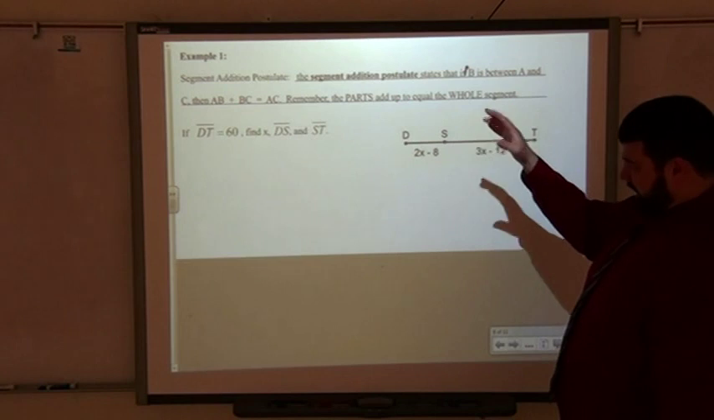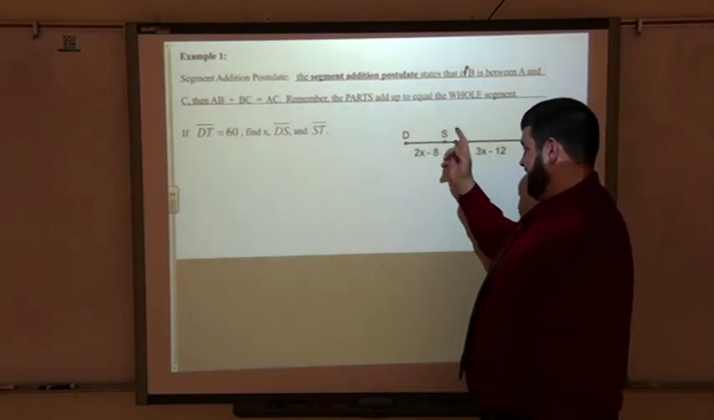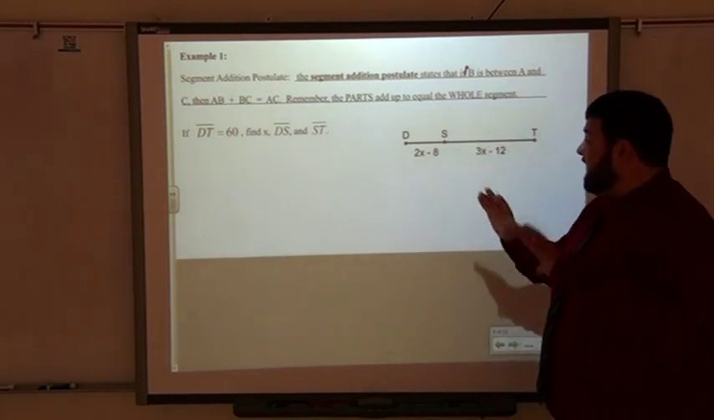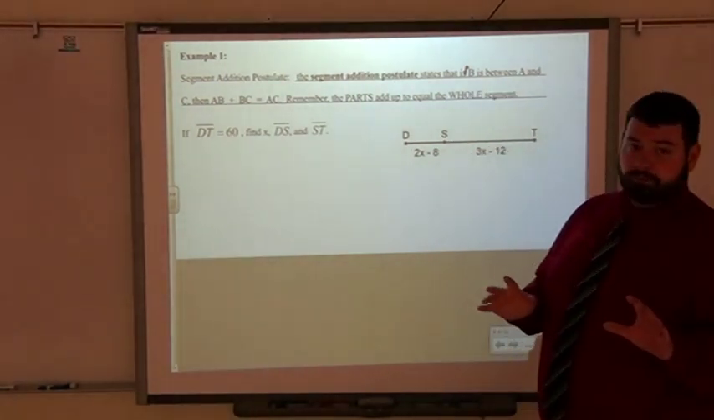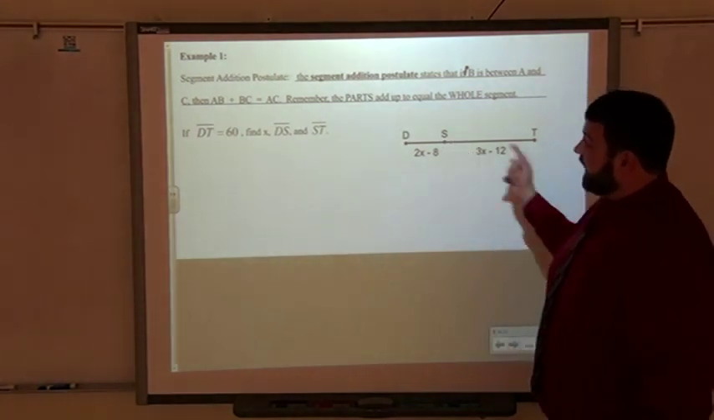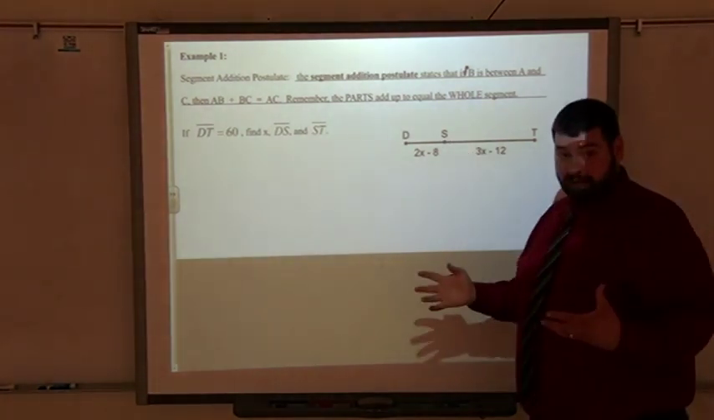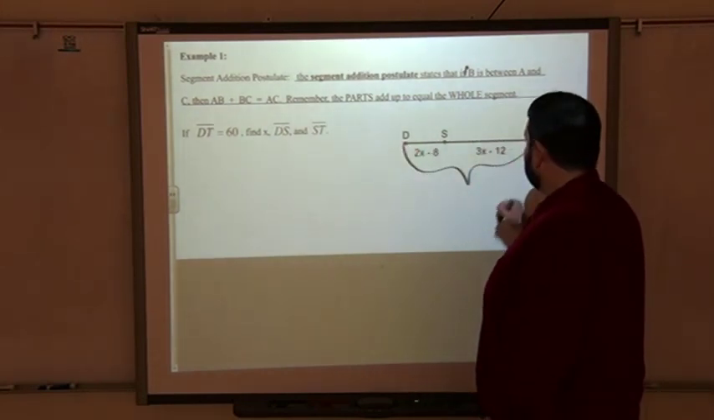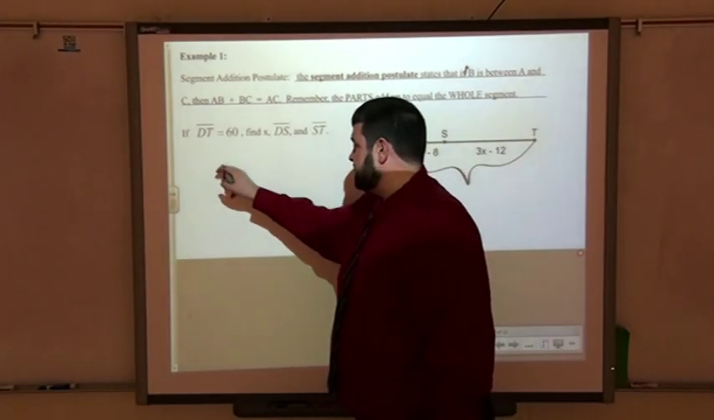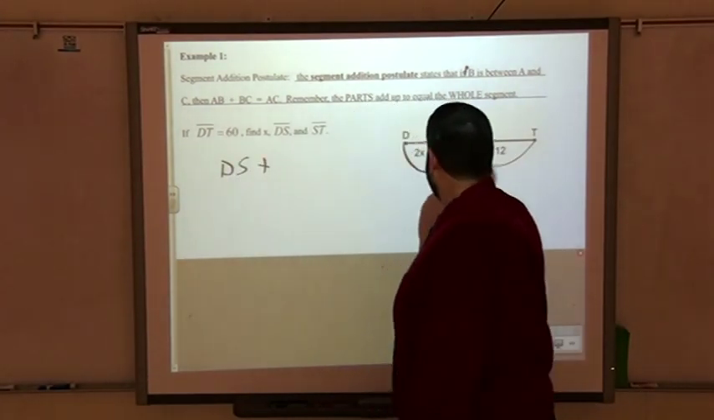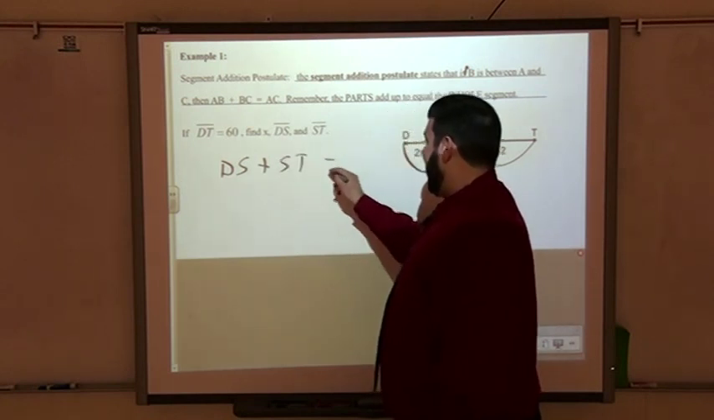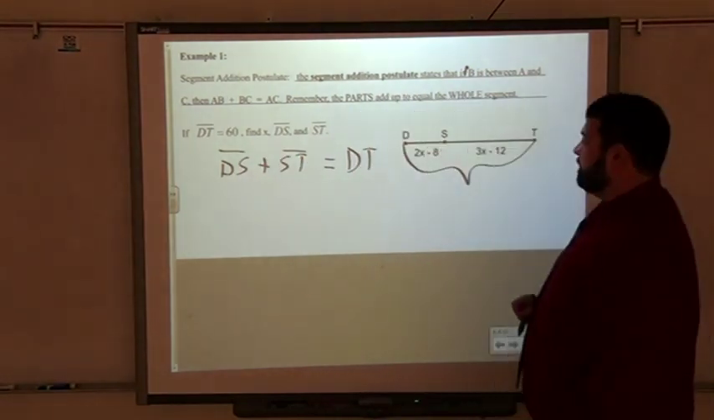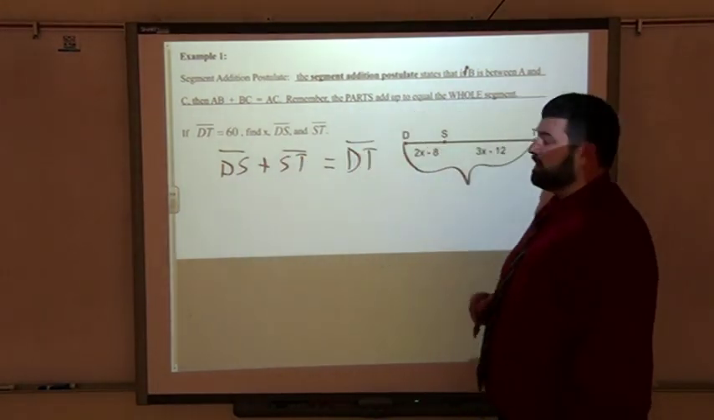line segment. So I'm talking about A, B, and C up here, but here I have D, S, and T. Now notice, it says that S is between D and T. It doesn't say that S is exactly in the middle, okay? It just says that S is in between. And if I look at this picture, it's not directly in the middle. I can see that. But what this is saying is that these two parts, DS and ST, have to add up to equal DT. Okay? So DS and ST have to add up to equal DT.